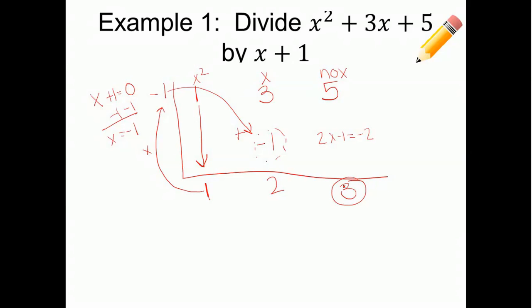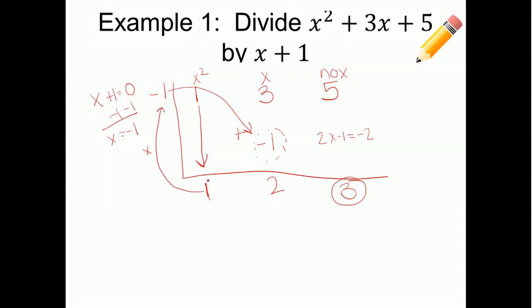Okay? Now, what does this mean? What do all these numbers mean? What you just did is you divided by x plus 1. So, you originally started with an x squared. You divided away an x. So what you're basically doing is dropping the degree of your polynomial.